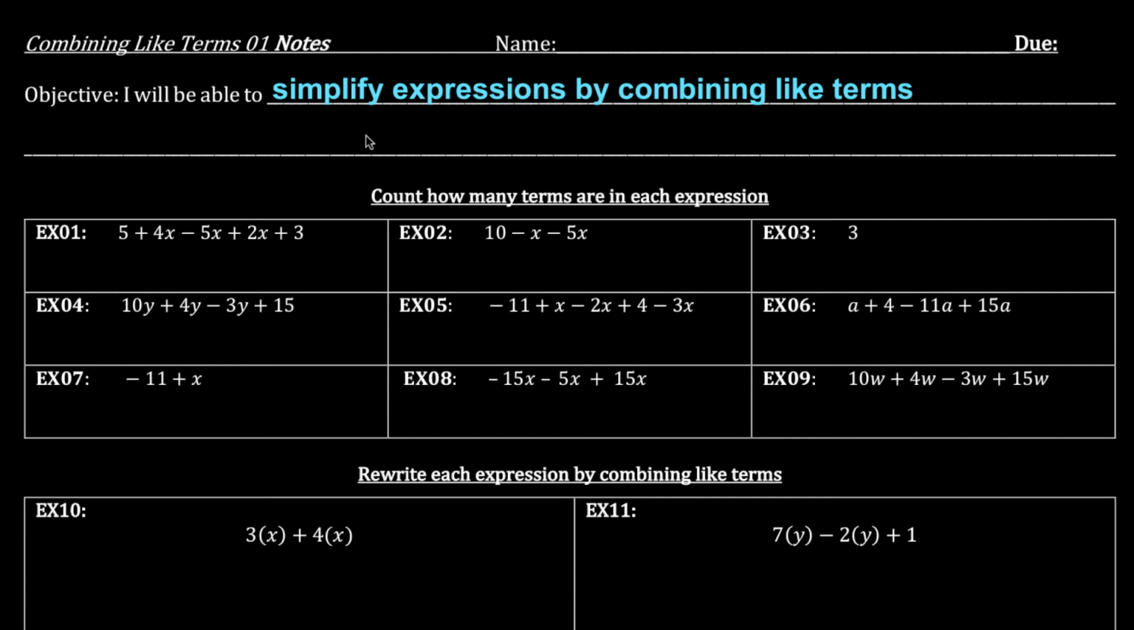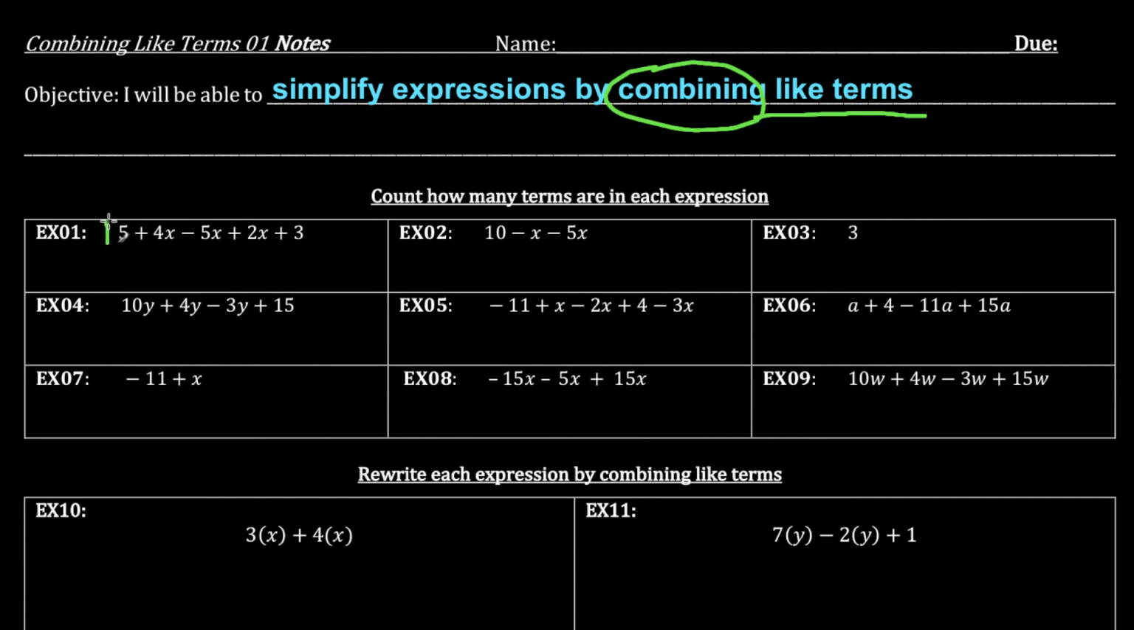So in this lesson, we are going to simplify expressions by combining like terms. Now, before we do this, we need to know what like terms are. So basically, before we can combine them, we need to know what they are. So in example 1, we can see that we have 5 plus 4x minus 5x plus 2x plus 3. So we're going to count the number of terms. It's much easier to show you how this works than it is to provide a formal definition.